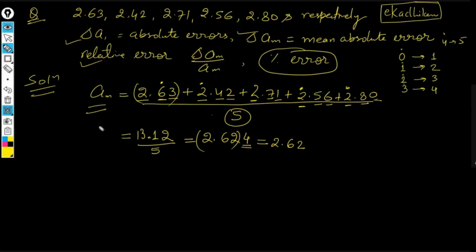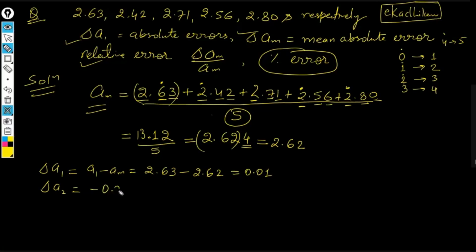Yes. Clear. Now the next thing, what do we have to do? Tell me. Next is the mean absolute error. So delta A1, what I will say is A1 minus AM. A1 is 2.63 minus 2.62. What will I get? 0.01. Now delta A2. Directly tell me, 2.42 minus 2.62 will be minus 0.20. Correct? Yes.